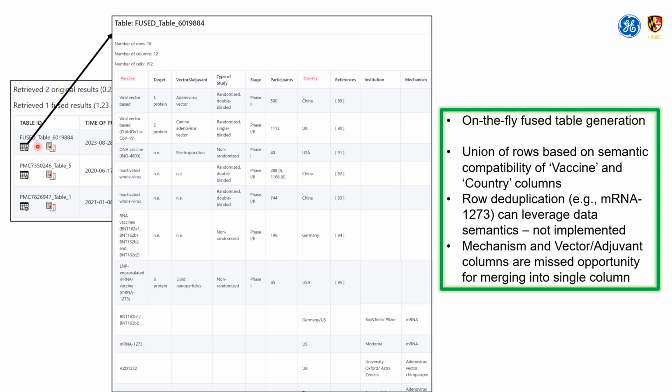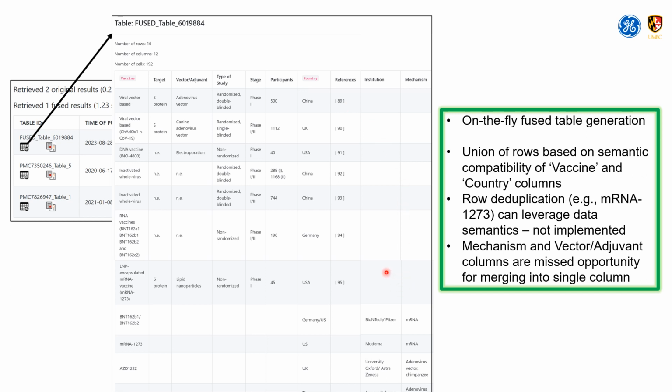Basically, in this case, we are taking the content or the rows of each table and then merging them into one table. So what you see here in this fused table is a combination of the rows of table 1 and the rows of table 2. And basically using some of the columns, a subset of columns in these tables, in this case vaccine and country, that are deemed to be semantically compatible in order to merge the rows of these two tables.